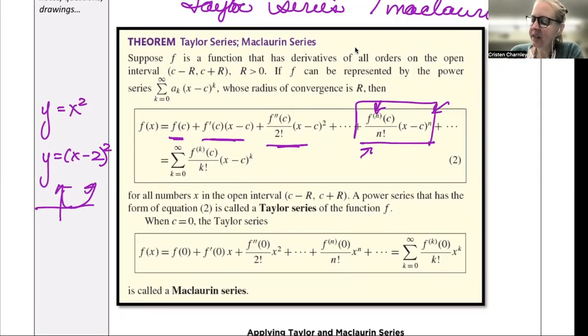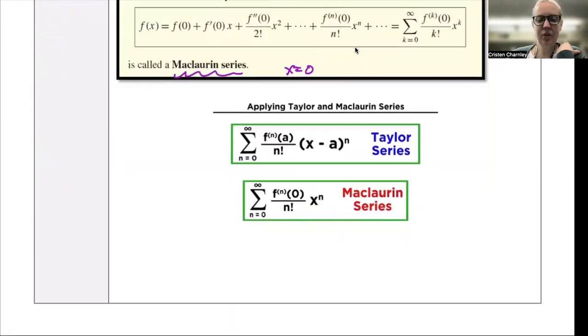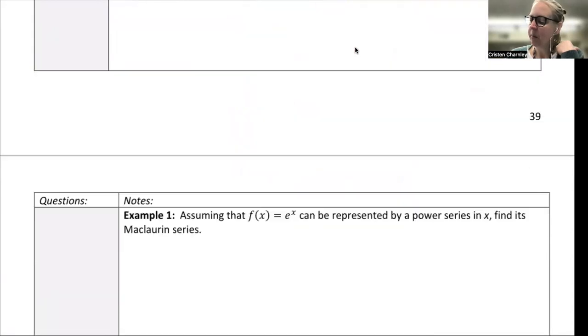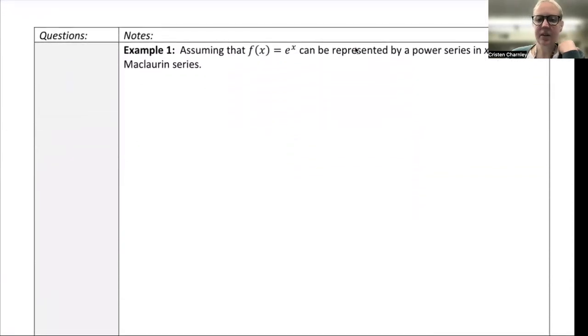When we have a Maclaurin series, those are centered at x equals 0. So those are a very special subset where we're centered at 0. And here are the short forms of those terms. So we have this piece and this piece. So let's see what this looks like.